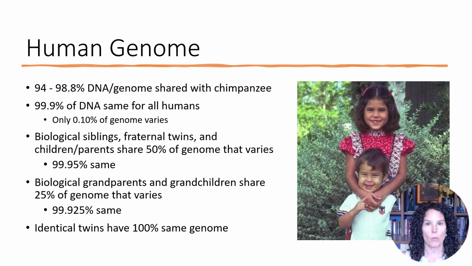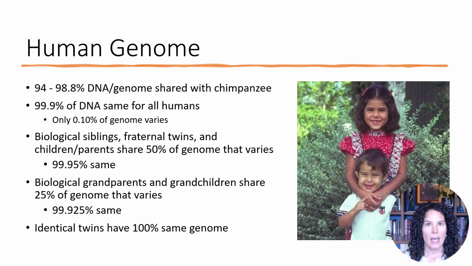Only 0.1% of our genome varies across humans. So if we think about biological siblings, fraternal twins, and biological children and parents, they are sharing half of the genome that varies on average.